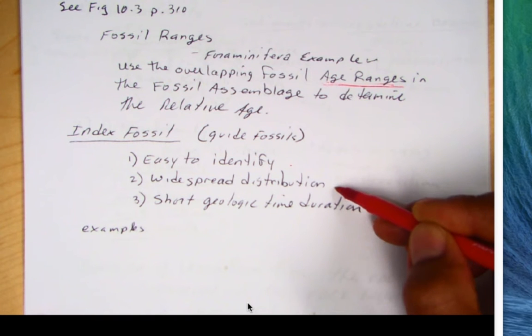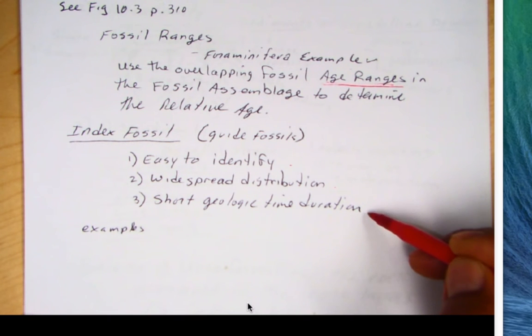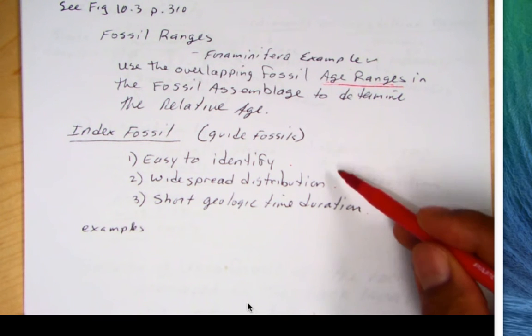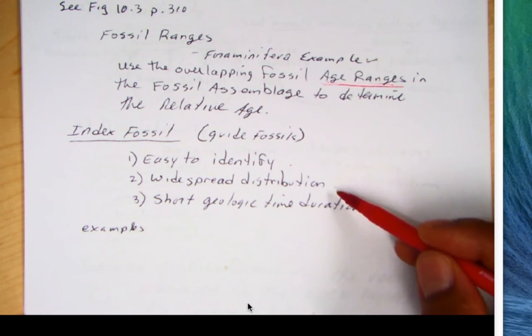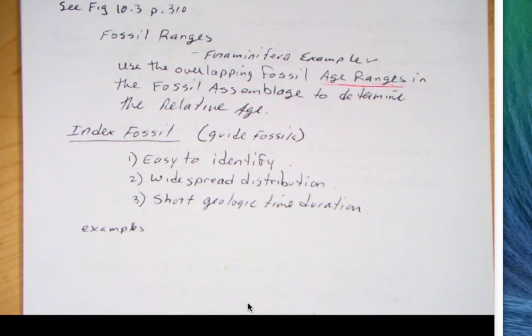And you want it to have a widespread distribution. You want it, especially plankton in the ocean. They're all over the place. So that's a really good one. And then you want them to have a short time duration. So easy to identify, widespread distribution, short geologic time duration.